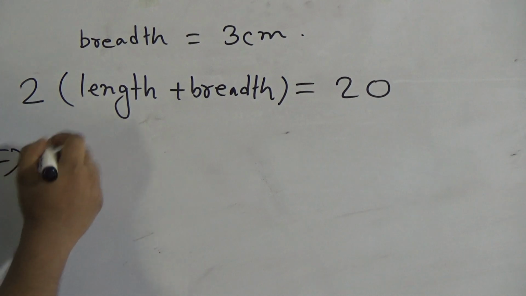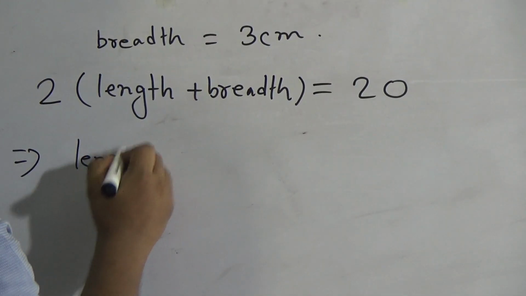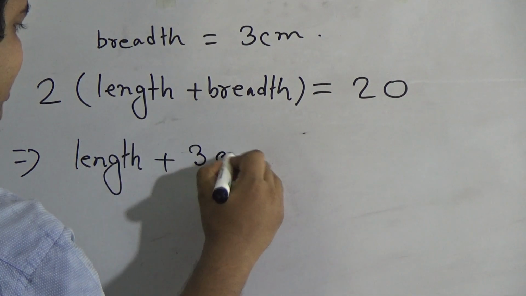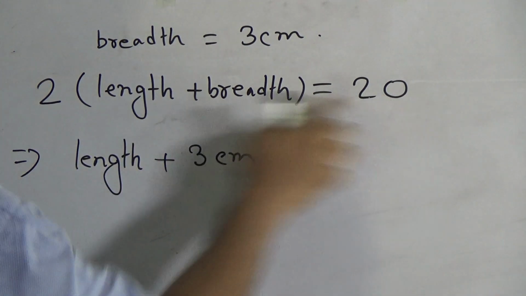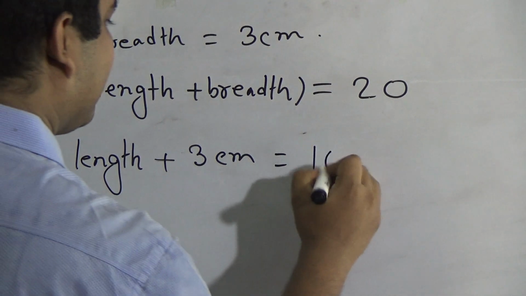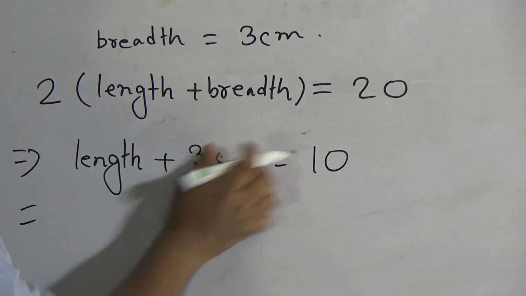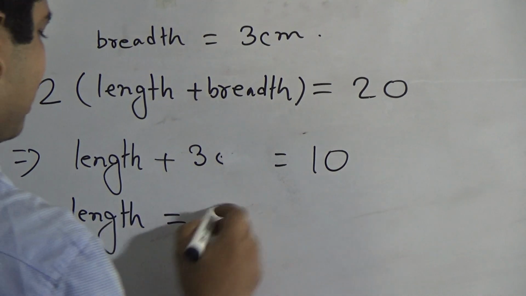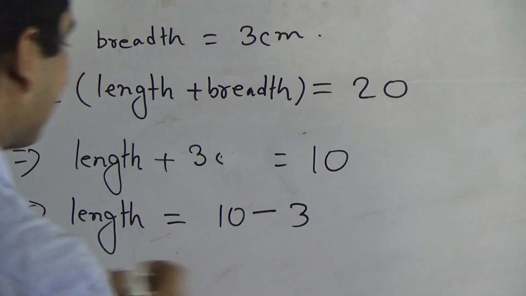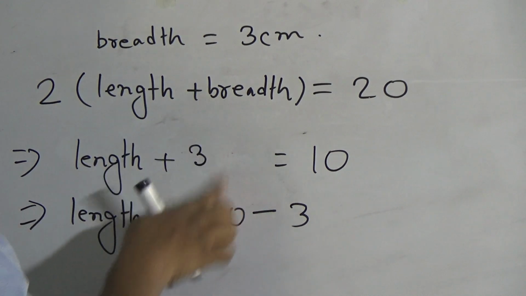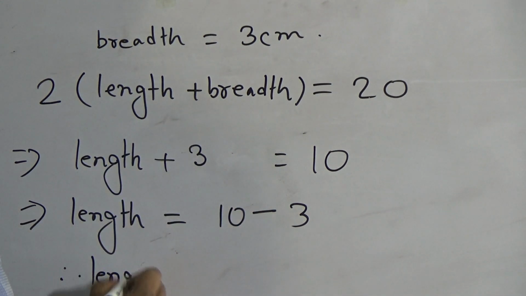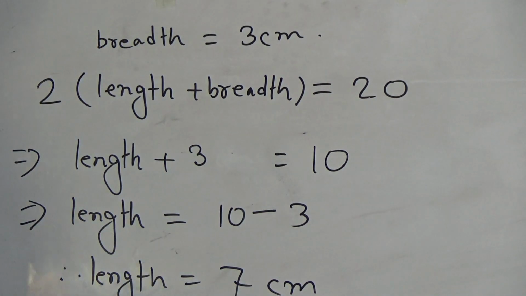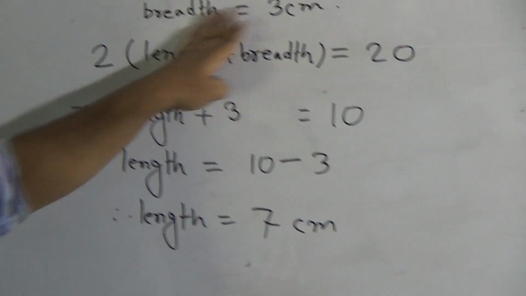Now length we don't know, we need to find out, and breadth is 3 centimeter. Divide this 20 by 2 and we get 10. After that we need to find out length. So 3 changes its position and goes to the right hand side, and this plus 3 will be minus 3, and the length will be 7 centimeter. Here you notice length is 7 centimeter and breadth is 3 centimeter.